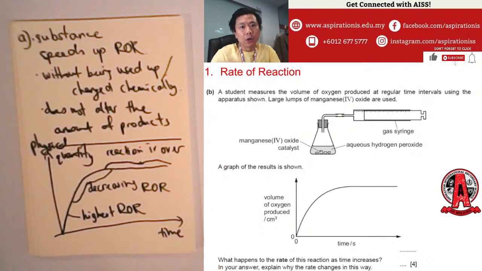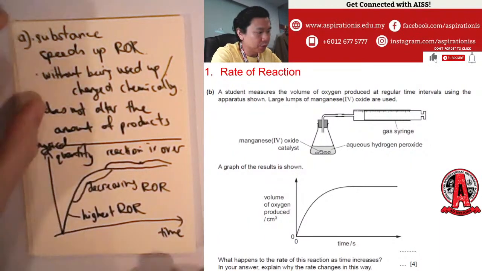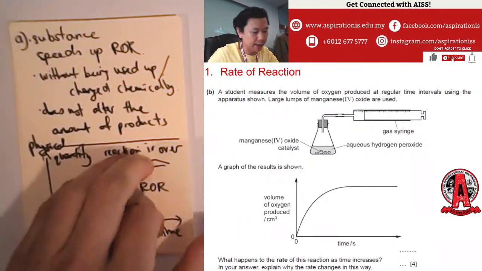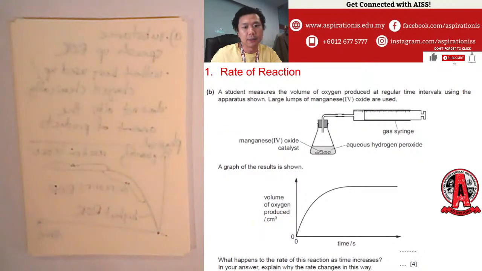So they will sometimes ask you a question: what happens to the rate of reaction? So your answer will be it decreases over time. And that is the answer to this question. What happens to the rate of reaction as time increases? All right, did any of you put down any answer? Oh, haven't put down any answer yet, yeah?